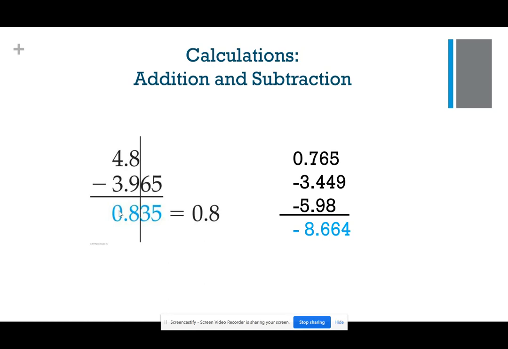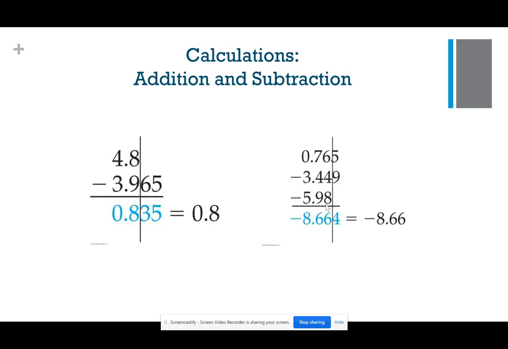So the weakest link in this example has 2 decimal places, this number here on the bottom. So if I were to draw my line, I would draw it after that 8. And then as I follow that down into my answer, I keep everything on the left, throw away everything on the right. So again, we have negative 8.66.